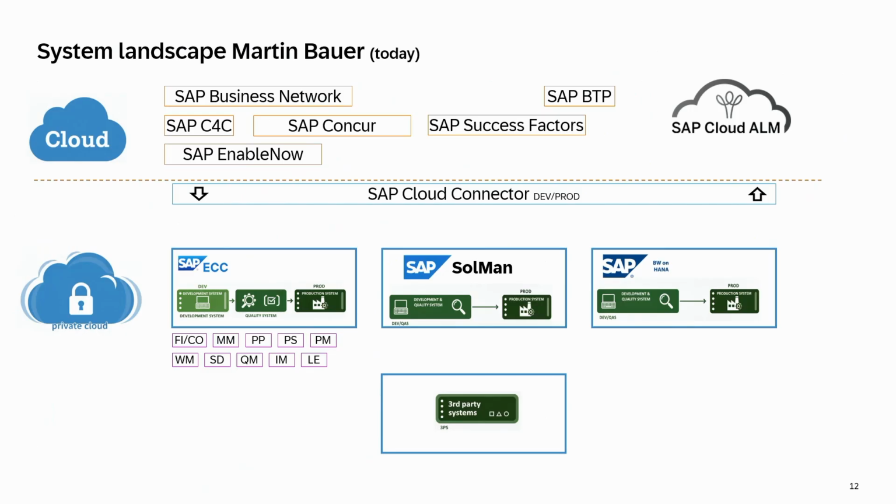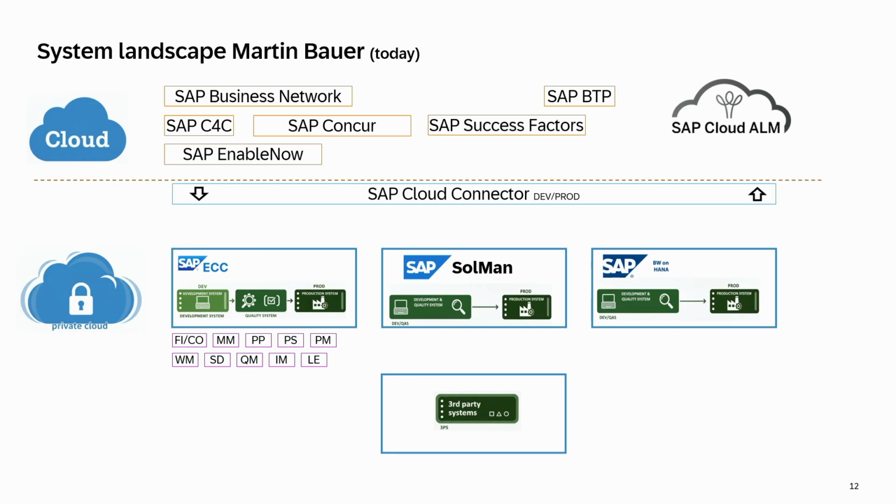A rough overview of our system landscape. It's simplified here, so we have a 3-tier SAP ECC system. We have an SAP Solman running, and we have BW on HANA as our business warehouse, already connected to SAC. And we have a bucket of third-party systems which are connected to that landscape. And we already have in the cloud, we are using SAP Business Network from the supplier point of view, C4C, Concur, SuccessFactors. We have a lot of developments in the SAP BTP, also using the CPI technology, and our user documentation and testing documents. We handle everything in Enable Now.